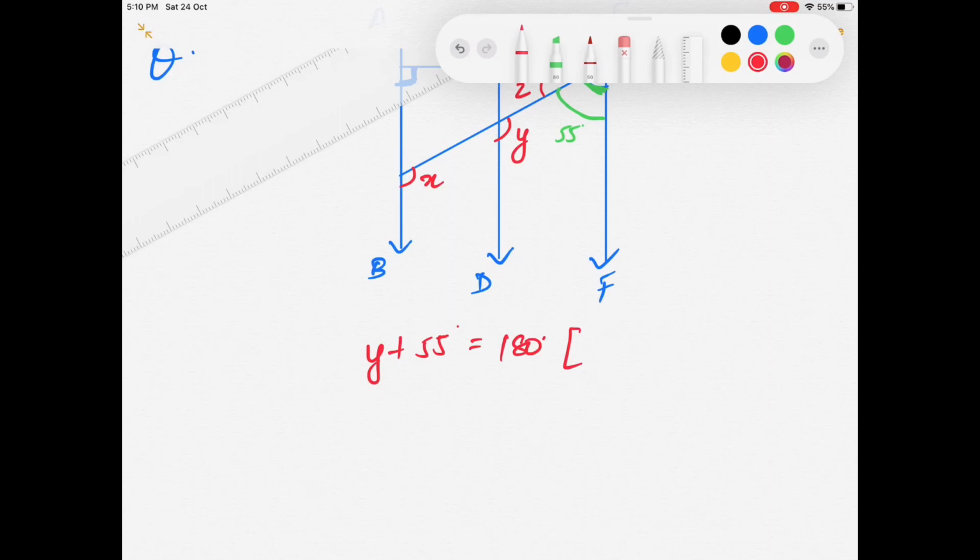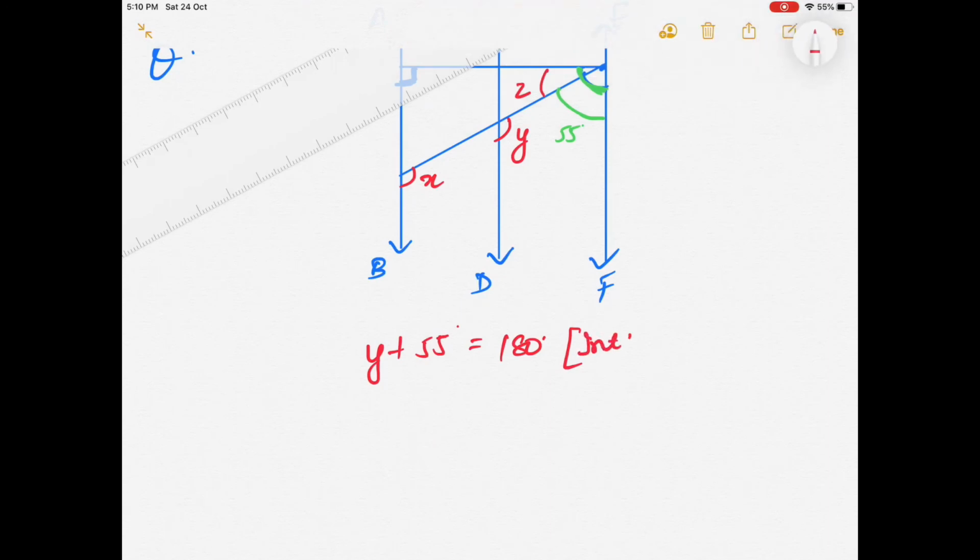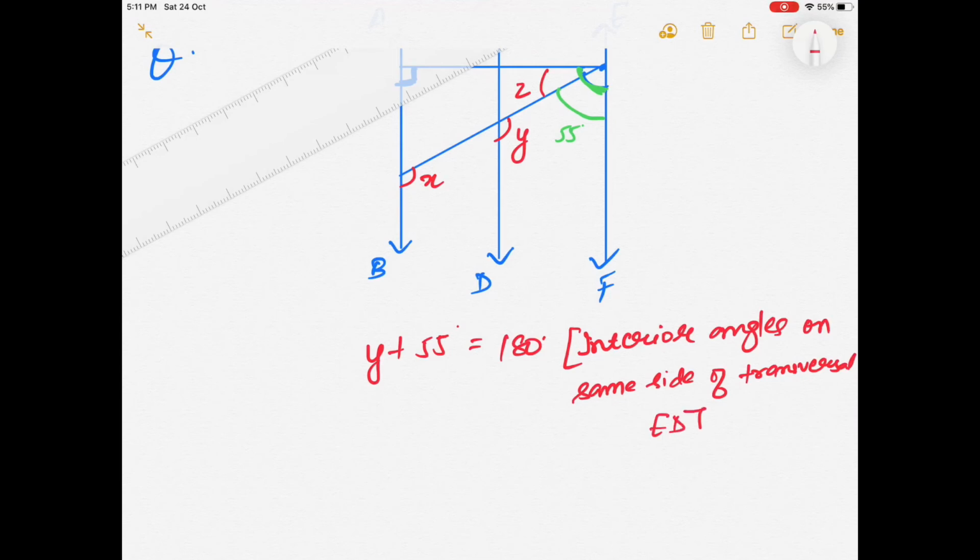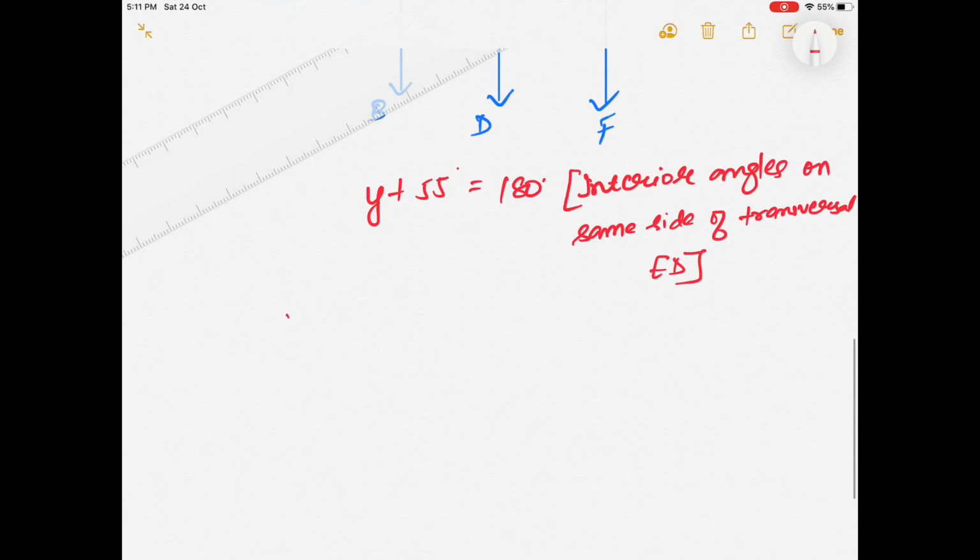What do we have to write here? Y plus 55 degrees is equal to 180 degrees, because these are interior angles on the same side of transversal ED. You have to mention which transversal also. So y is equal to 180 degrees minus 55 degrees, which is equal to 125 degrees.